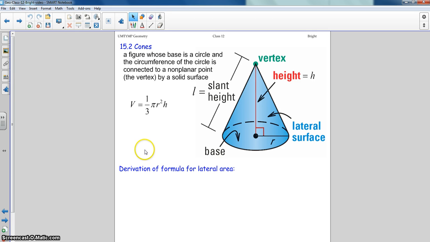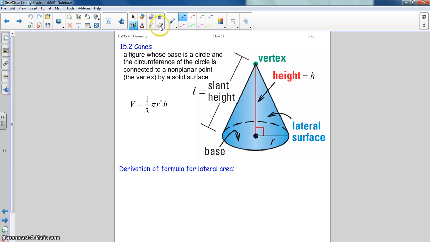Okay, and then the next thing that we're going to discuss is the formula for the lateral area. The lateral area, again, would be this side of the cone, and we're going to discuss how to find that. And then to find the total surface area, you would have to add on an extra pi r squared to the quantity that we're going to find right now.